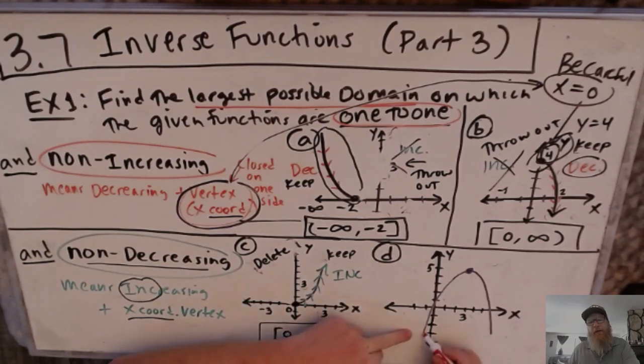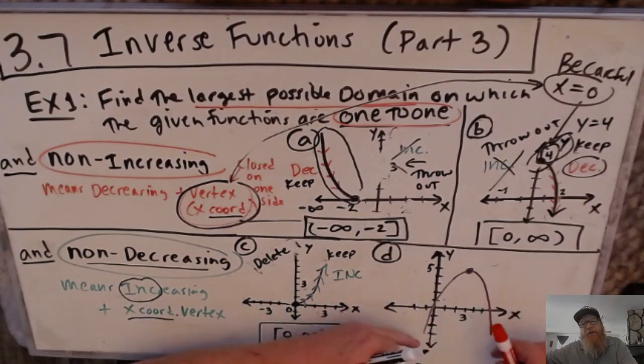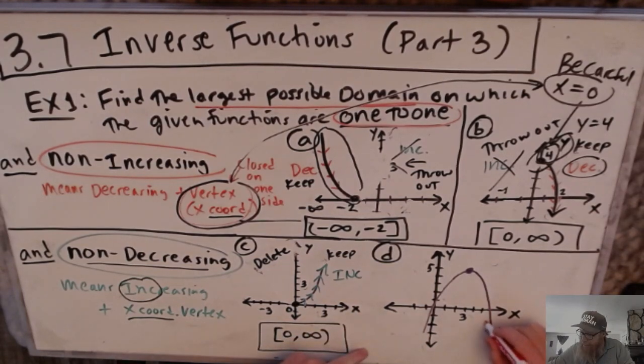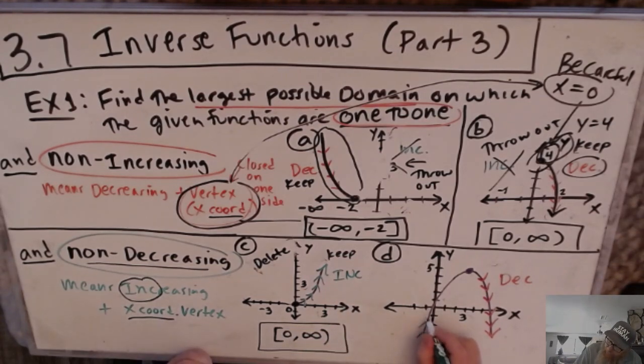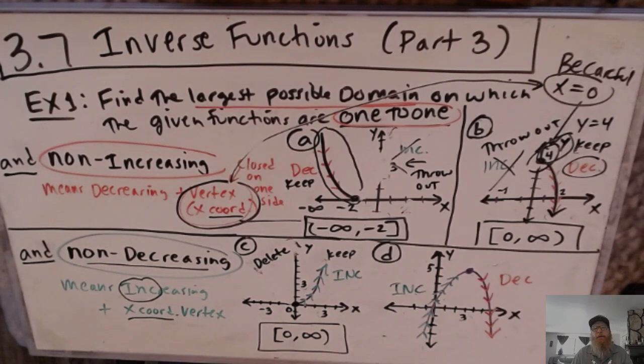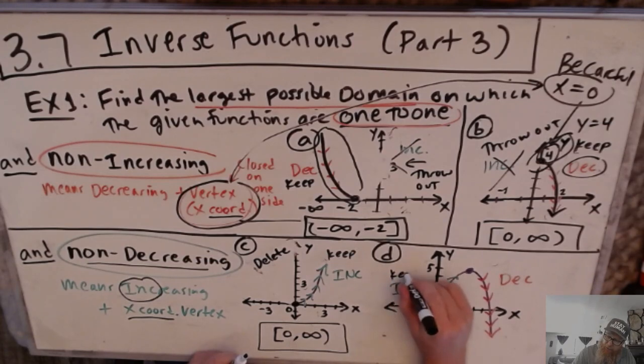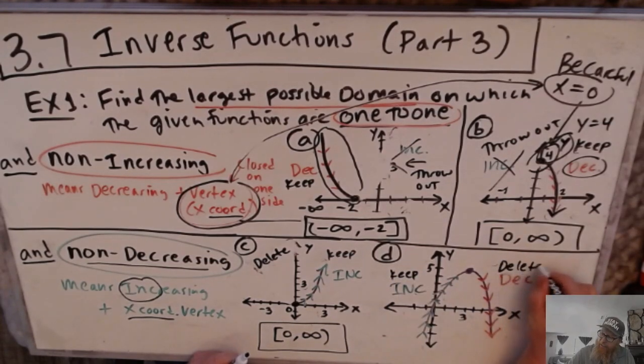Okay. So look at the graph. It looks like both of these arrows are going down, but really the right arrow is going down. Yeah, so that right arrow is decreasing, but the left side is not actually going down. It's actually going up. The left side is increasing. Okay. So what do we want? We want the increasing plus the x-coordinate of the vertex. So we want to keep the increasing, and we want to delete the decreasing.